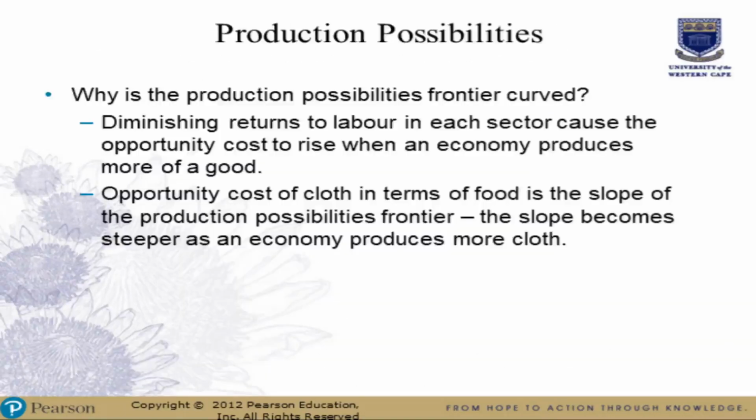The shape of the production possibility frontier illustrates one of the important differences between the specific factor model and the Ricardian model, where constant opportunity cost exists. The increasing opportunity cost illustrated by the specific factor model arises due to the diminishing returns to labor in each sector that cause the opportunity cost to rise when the economy produces more of a good. Thus, for example, the slope of the PPF becomes steeper as the economy produces more cloth.